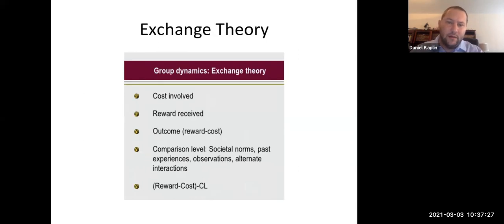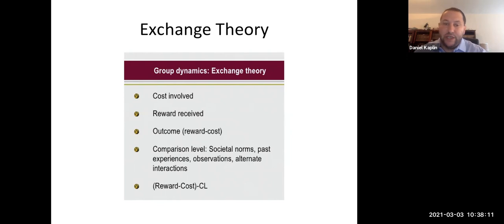Now we have to talk about exchange theory. Exchange theory comes really out of economics, and economics theories about weighing the cost and the benefit. So, according to exchange theory, these are going to affect the group norms and the group effectiveness, but everybody is weighing the cost or the effort involved, the reward that's received, and the ratio between the reward and the cost.